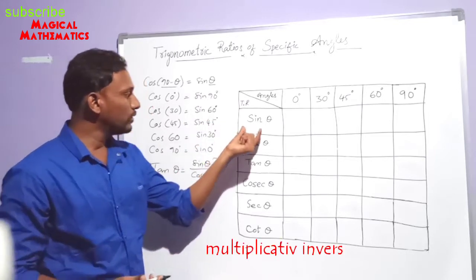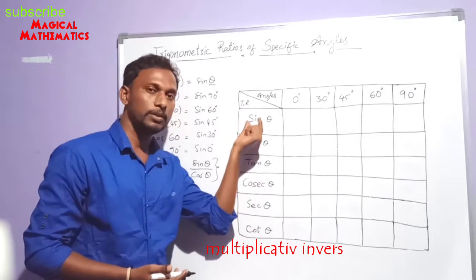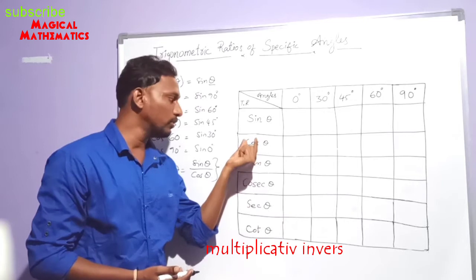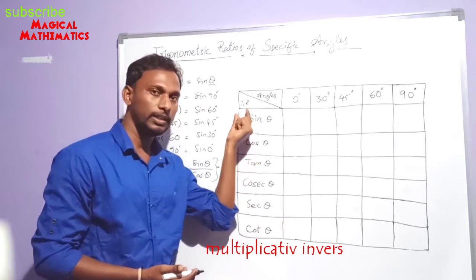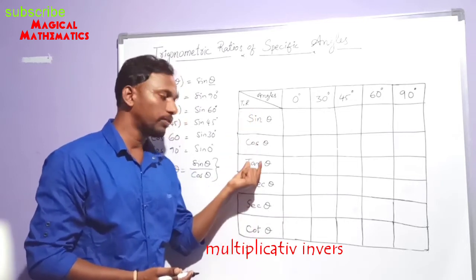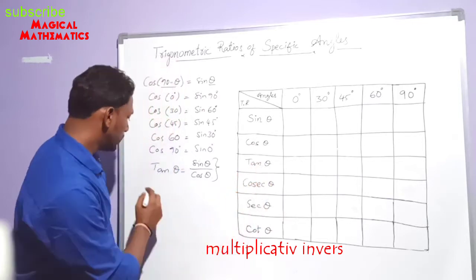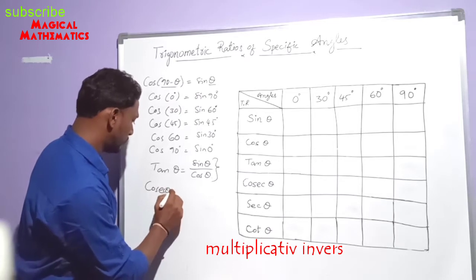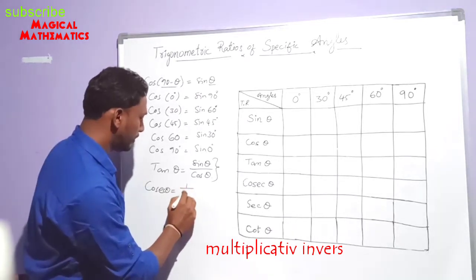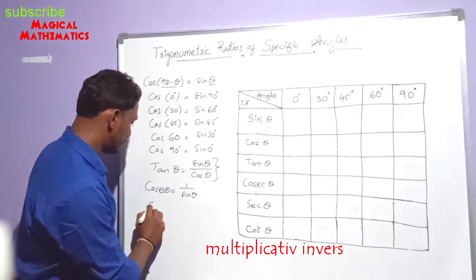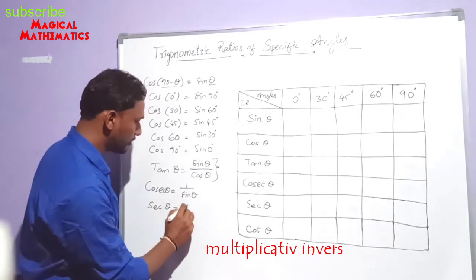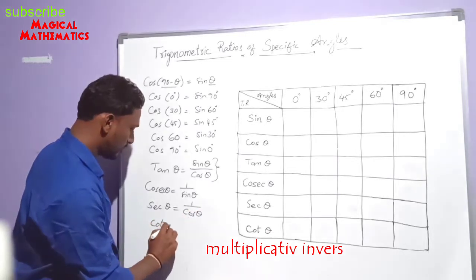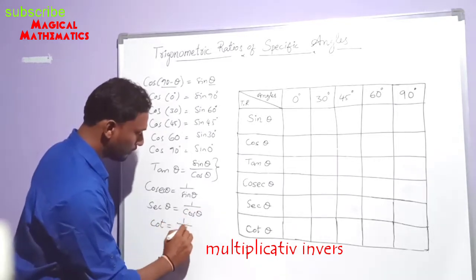And we know that cosec directly depends upon the sin value, sec will be got from the cos value, which again depends on sin, and cot will be got from the tan. That is, cosec theta is equal to 1 by sin theta, sec theta is equal to 1 by cos theta, cot theta is equal to 1 by tan theta.